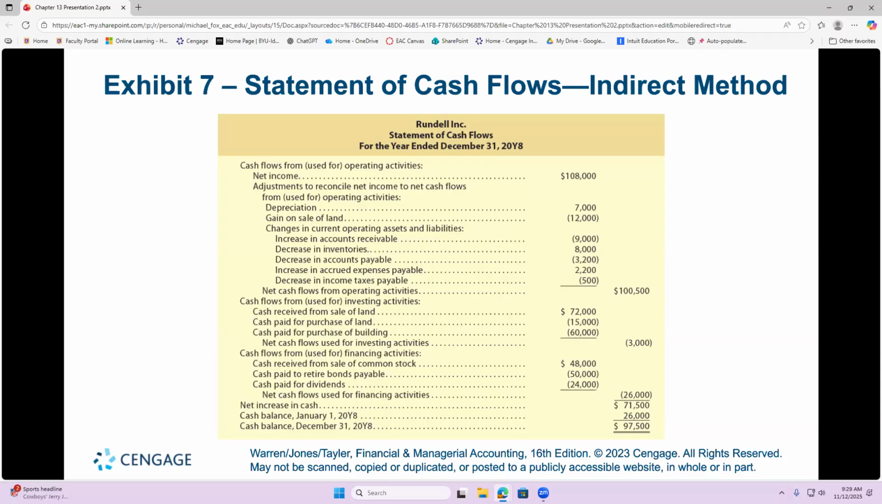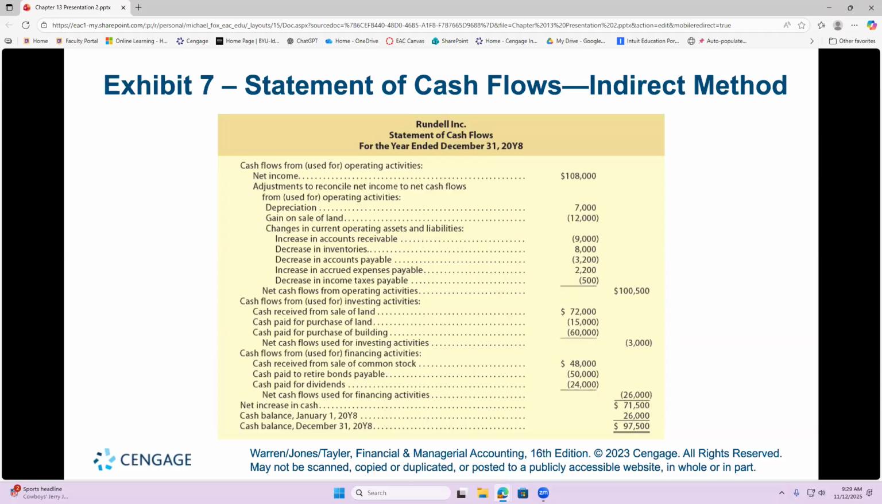And so there were some slight adjustments because they had depreciation, which was a non-cash expense, meaning we claim it as an expense on our income statement, but we're not paying anybody for depreciation. We paid for that building a long time ago or whatever it is that we're depreciating.